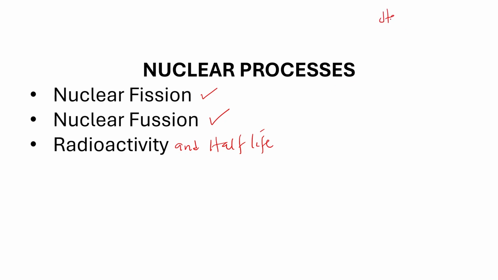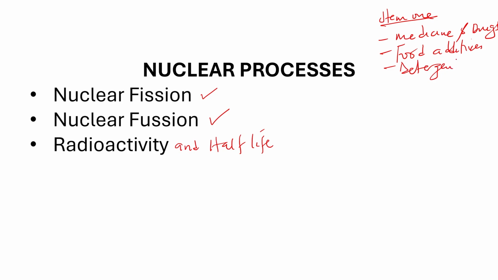Item 1 comes basically from 4 topics, that is medicine and drugs, then also food additives, detergents. These are actually products. These are called products. Then the 4th one is a process called the nuclear processes. Now, nuclear processes are divided into nuclear fission, fusion, and radioactivity.